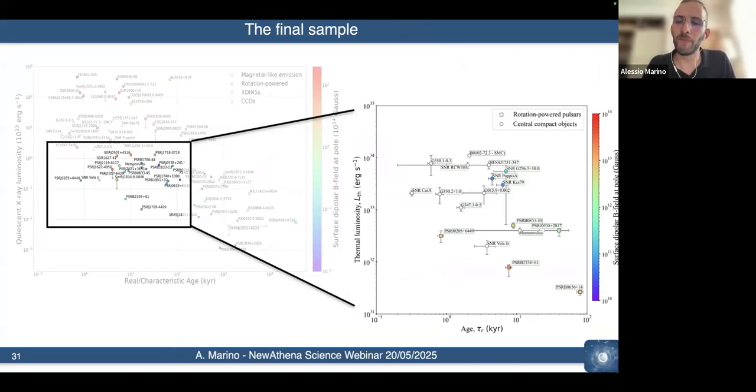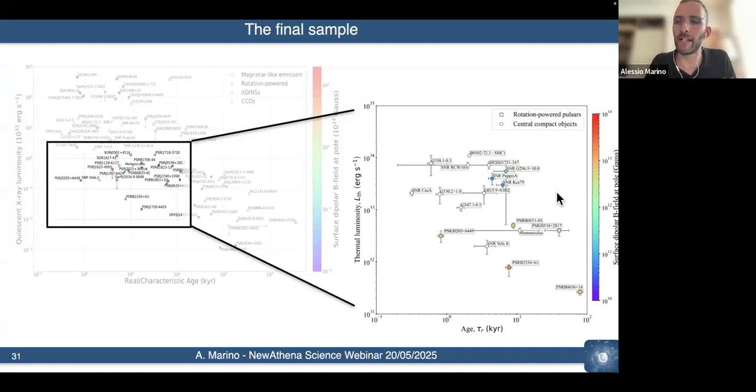Now, this is the final sample. If you see some white points here, it just means that we don't have any estimate for the magnetic field of these sources. Indeed, these are CCOs. And as I told you, CCOs are not pulsating, so we don't really see the period and the period derivative of these sources.